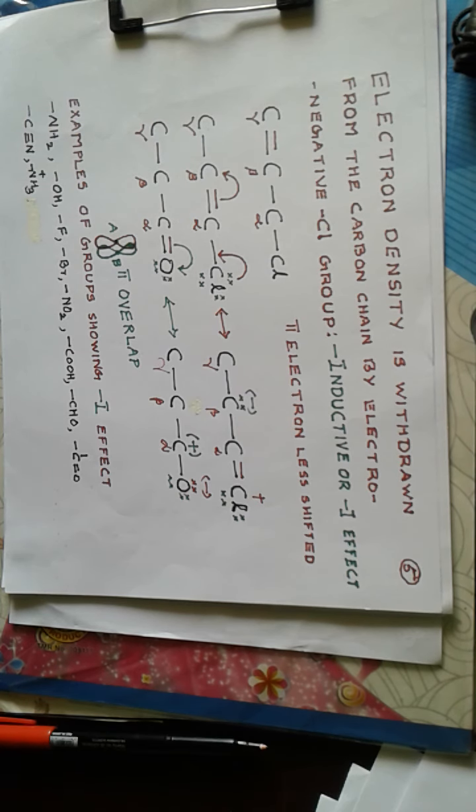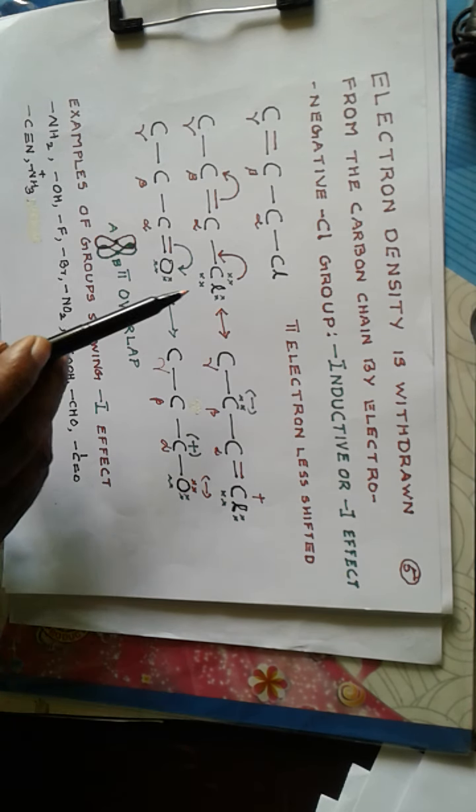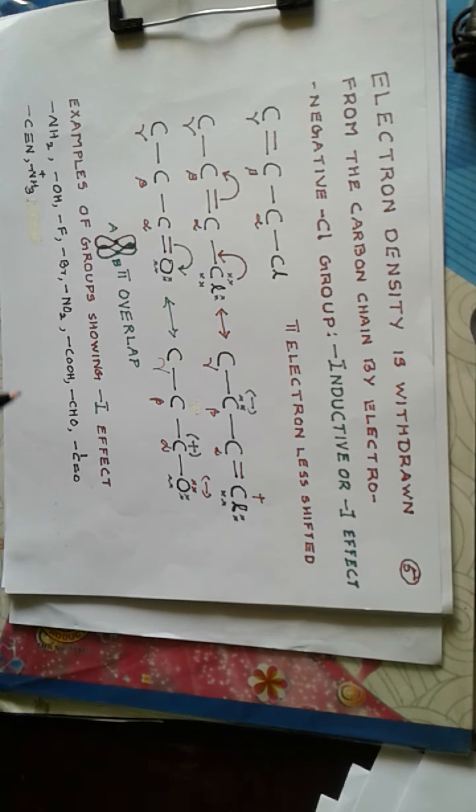Now, examples of groups showing minus I effect. When the atom directly connected to the carbon chain is more electronegative than carbon, the effect is always minus I effect. So a nitrogen atom with an electronegativity of 3, when connected to this carbon chain, shows minus I effect. An oxygen atom with electronegativity 3.5, when connected to this carbon chain, shows minus I effect. All halogens, which are more electronegative than carbon, when connected to the carbon chain show minus I effect.